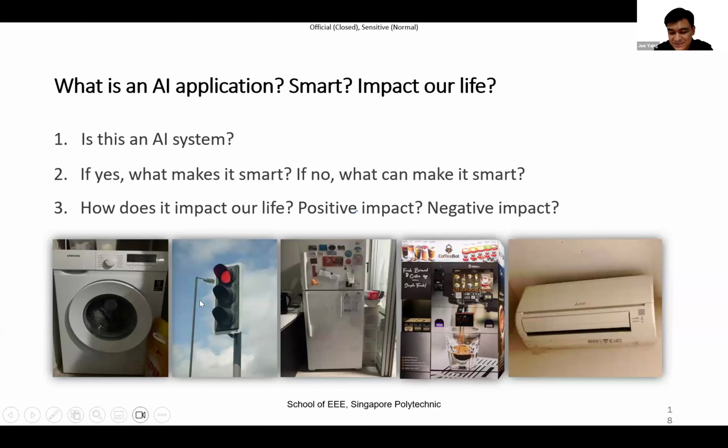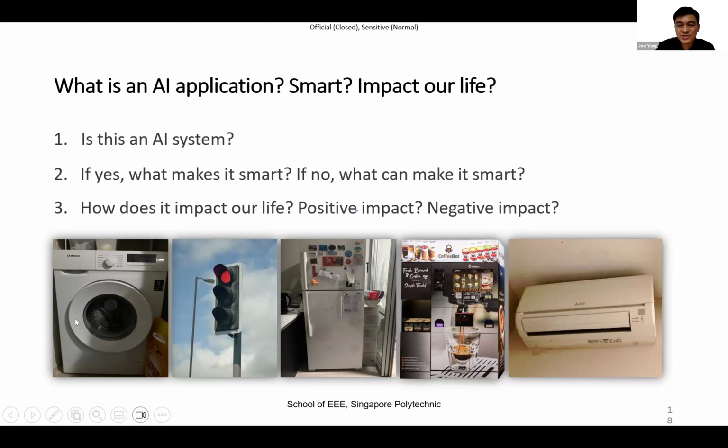If I look at it at first glance, they are not AI systems. Okay, what if today the AI system comes with washing machines? Yes, I saw some from LG. They say they've got AI integrated. For example, a traffic light, I don't see any AI so far. Refrigerators, I don't see AI so far. And the coffee dispensers, maybe not. Okay, what if they come with AI?